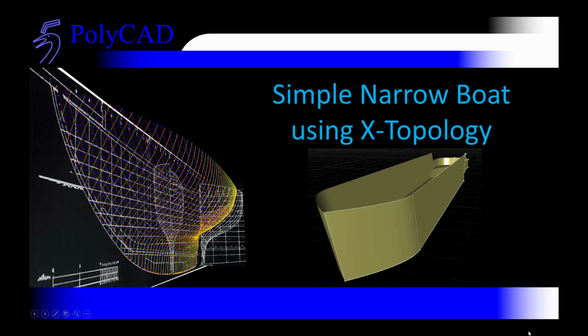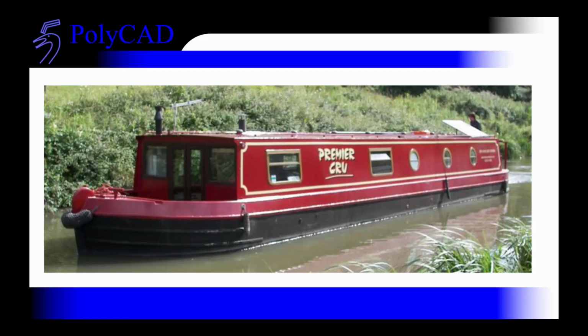In this video, we're going to have a look at using X-Topology to create a simple narrowboat definition. A narrowboat is typical of some of the vessels used in the inland waterways of the UK canal network. There are lots of different sizes of vessels, depending on the size of the canal and its history. One that I've chosen is a typical 60-foot long vessel, 2 metres wide.